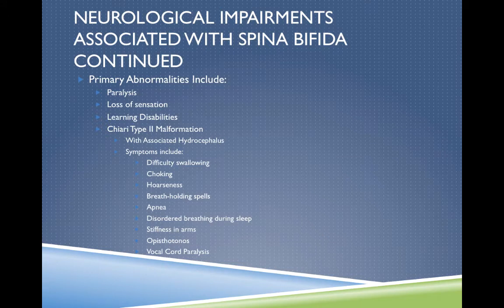And the primary abnormalities include paralysis, loss of sensation, learning disabilities, and the Chiari type 2 malformation, which is associated with hydrocephalus. Some symptoms of this include difficulty swallowing, choking, hoarseness, breath holding, sleep apnea, disordered breathing during sleep, stiffness in arms, opisthotonus, and vocal cord paralysis.